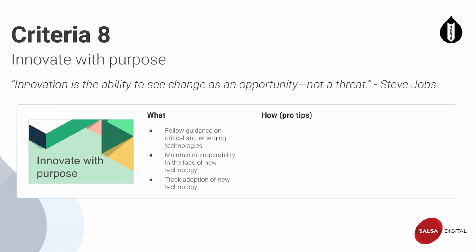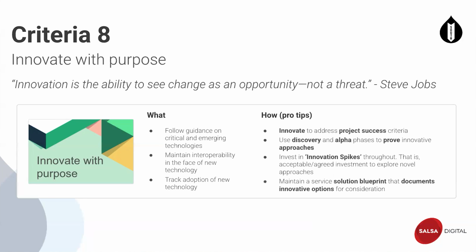Criteria number 8 is innovate with purpose. From the standard, we'll see consider emerging tech. And if you're considering emerging tech, consider interoperability and backward compatibility. Be aware of new tech, these types of things. So how do we do this? And how do we be practical with it? Because it's very, very tempting to use new tech or the latest shiny thing.